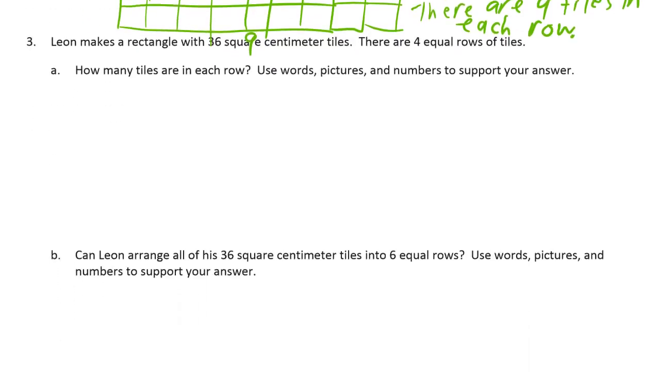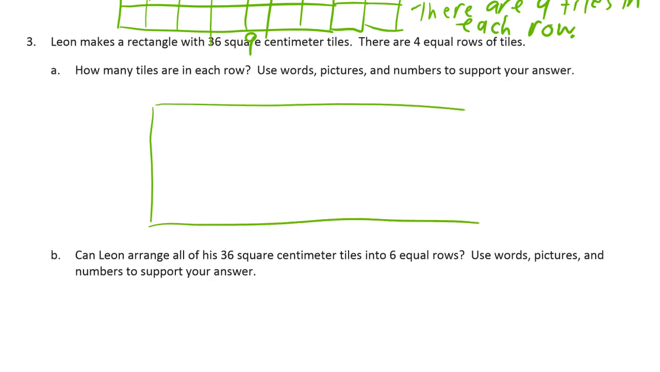Leon makes a rectangle with 36 square centimeter tiles. There are four equal rows of tiles. How many tiles are in each row? Similar kind of problem, but with different numbers. So we have four equal rows, and I'm already thinking that if there were 10 in each row, then it would be 4 times 10, it would be 40, but it's a little bit less, so it's going to be 4 times 9, which is 36.